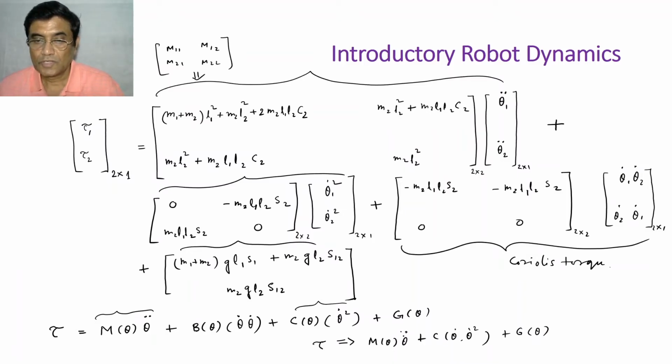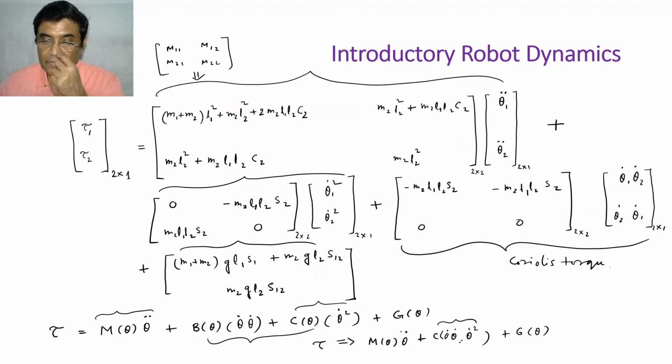Okay, so this together we have made like this. This term is centrifugal and Coriolis torque. This is inertial torque and this is gravitational torque. So in this form also you can see, actually more specifically you can write also like this. Basically centrifugal and Coriolis torque together we can write, and this will be coupled from dynamic equation. So this is the robot dynamic equation.